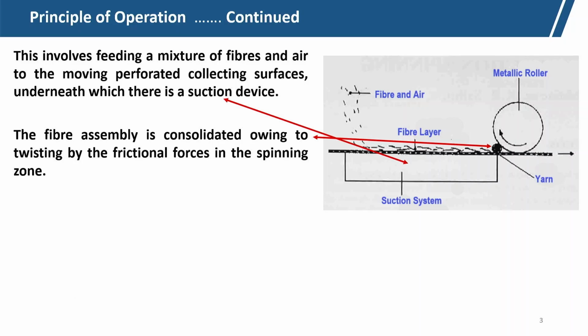Now, the fiber assembly is consolidated owing to the twisting by the friction force in the spinning zone. This is the spinning zone, and here there will be friction force. Okay. So, due to the friction force between the metallic roller and the fiber, fiber will start rolling, that twisting will take place. If there is no friction between metallic roller and the fiber, in that case metallic roller will simply slip over the fibers.